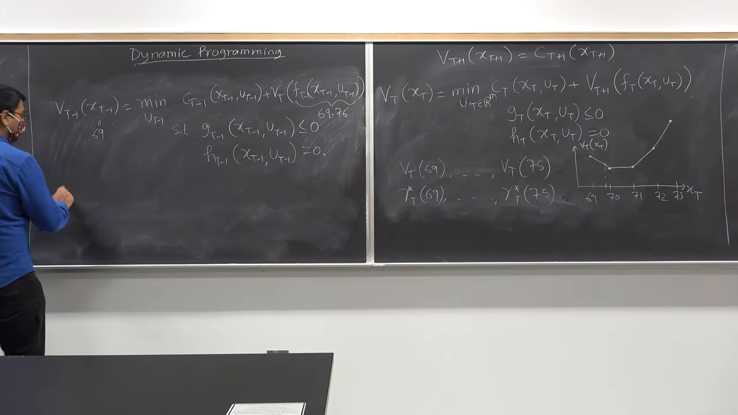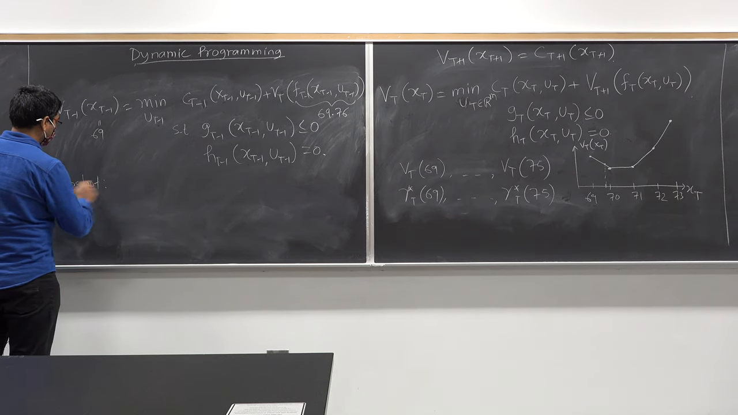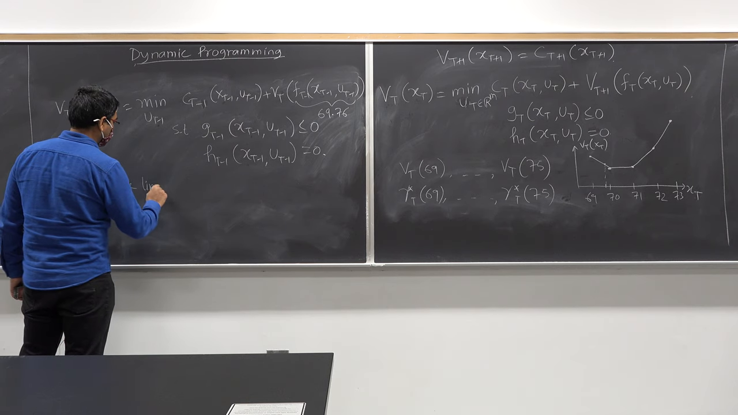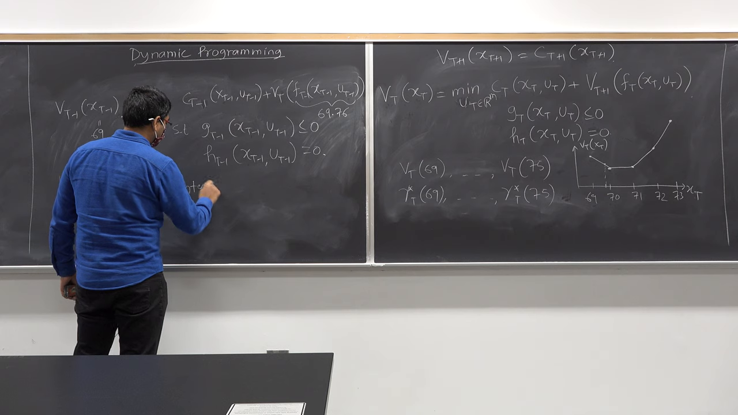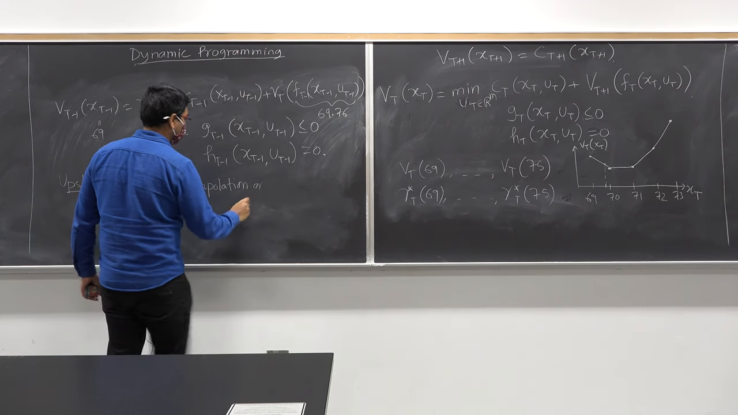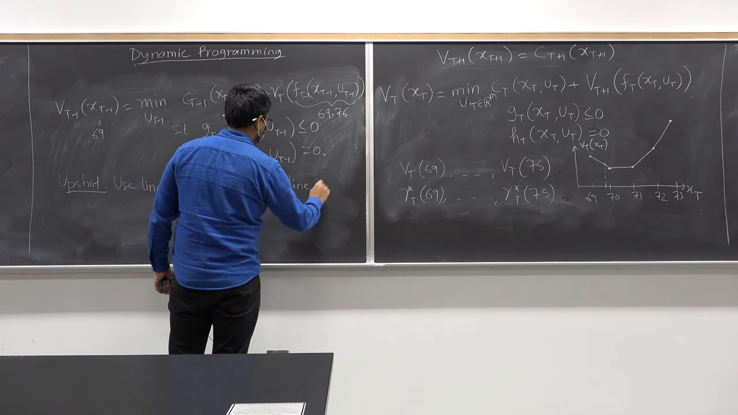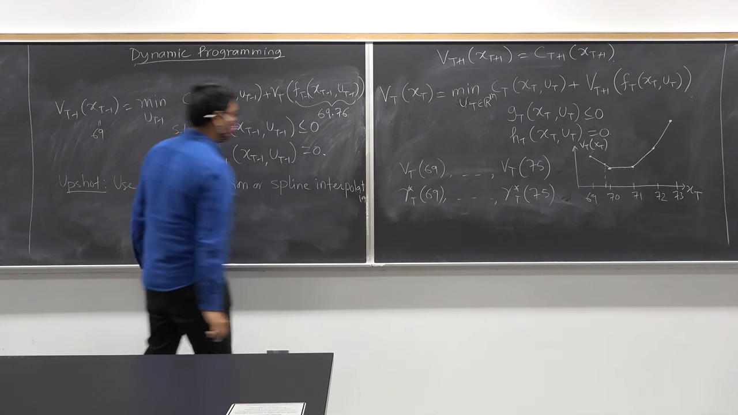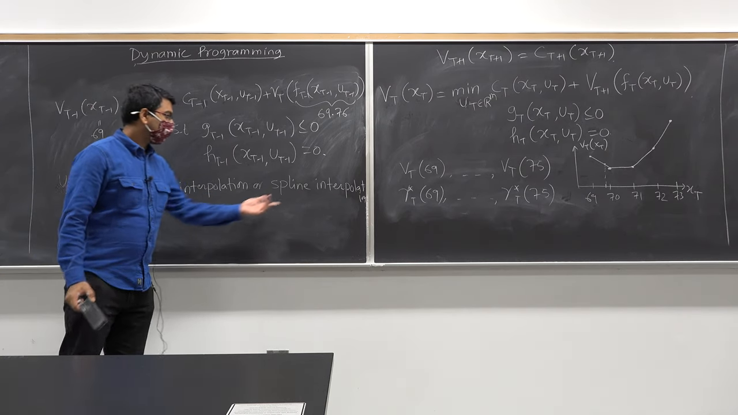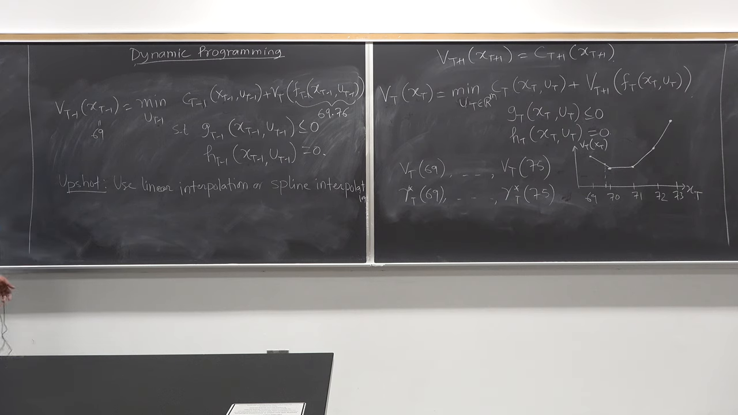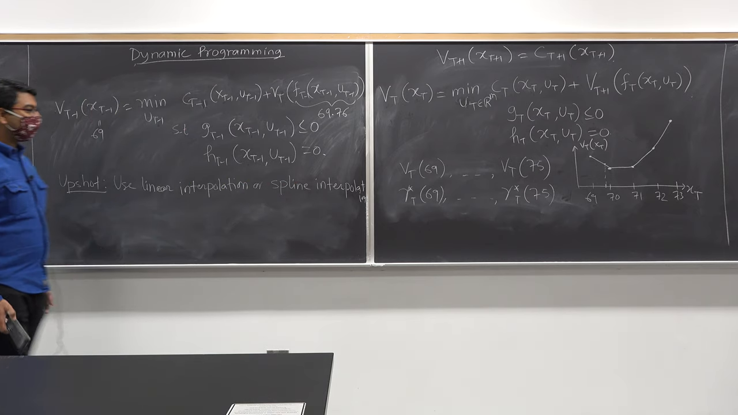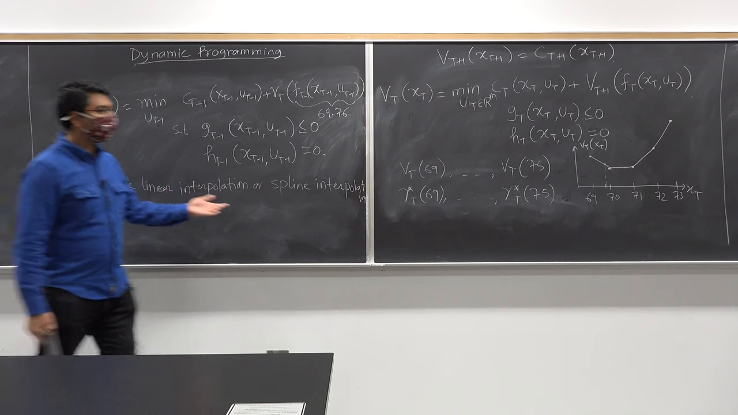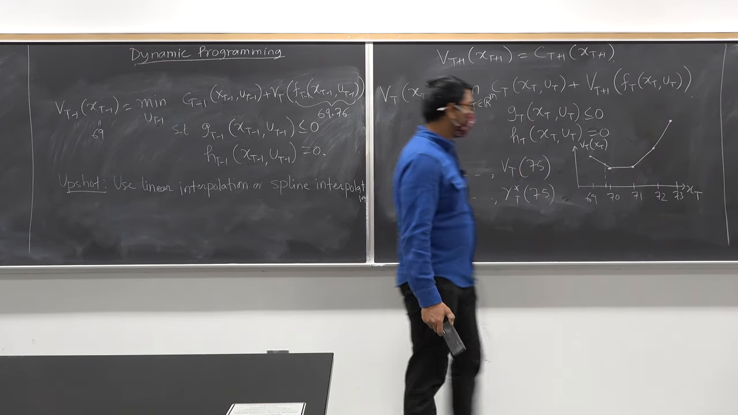So the upshot: use linear interpolation or spline interpolation. Spline would give you differentiable interpolation, so V_T would at least be first differentiable. Or you could use second order spline, in which case V_T would be second order differentiable, but not third order differentiable. So you can use spline interpolation, which will be more computationally complex, or you could use linear interpolation, but then you will have to take care of all the non-differentiability issues that may arise.